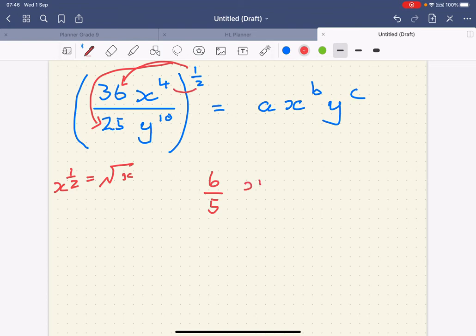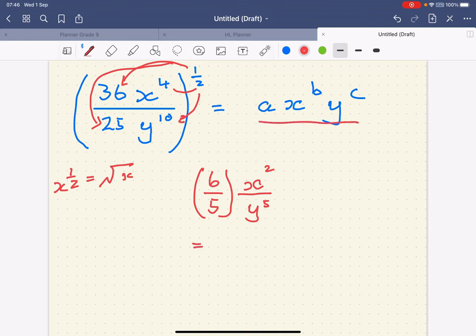So x becomes x to the power of 2. And then we have a y to the power of 10, and I'm timesing it by a half, so it becomes y to the power of 5. Now they want it written all on one line like this.